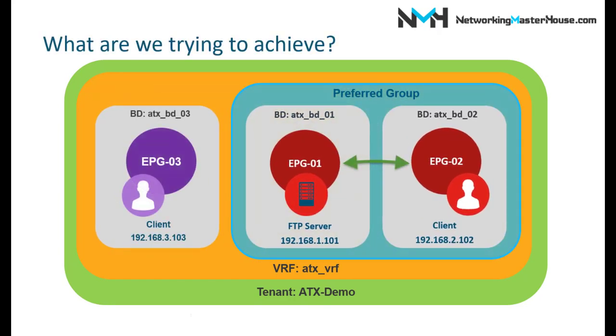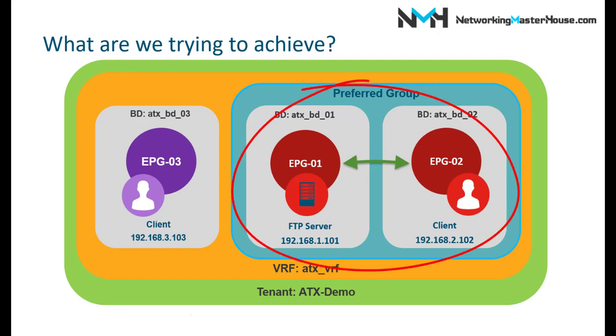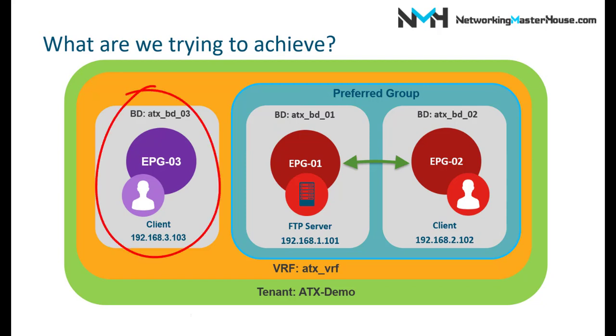So I'm going to remove the contract between EPG1 and EPG2, and I'm going to make them members of a newly created preferred group. And what does it mean? It means that there will be free communication between EPG1 and EPG2, so there will be no requirement for a contract. Also, there will be an additional EPG called EPG3 with another FTP client.